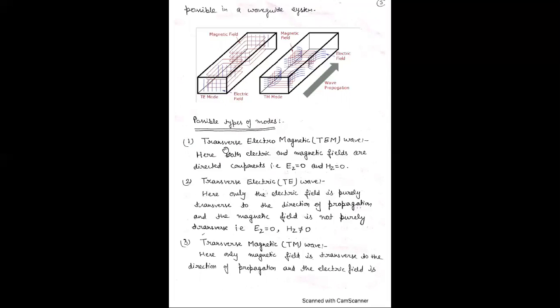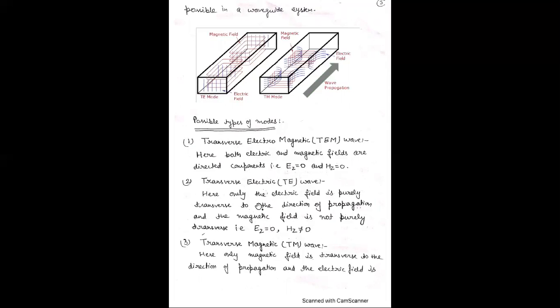The following are the different modes possible in a waveguide system. Possible types of mode: first is the transverse electromagnetic wave, where both electric and magnetic fields are directed components. Transverse electric wave means TE wave, here the electric field is purely transverse to the direction of propagation, and the magnetic field is not purely transverse. That is, Ez is equal to 0, Hz is not equal to 0.